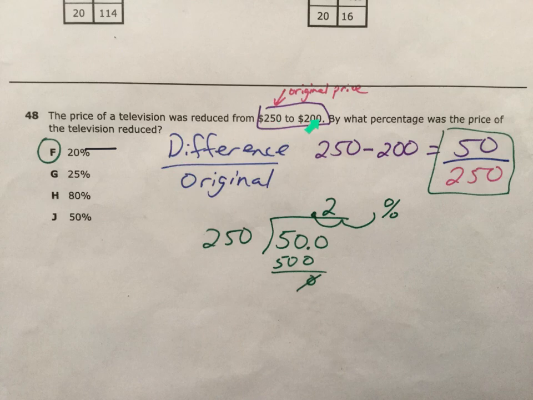So the difference is literally the difference between the two prices. So you subtract and you get 50. The original is the first price, what it started as. So that is the 250. Now you can divide those and then change to a percent by moving twice. So that's 20%.